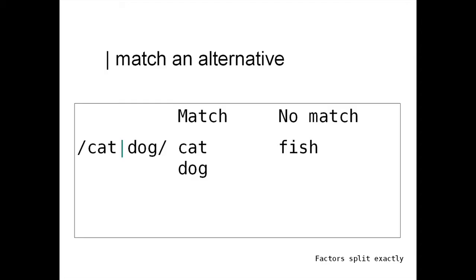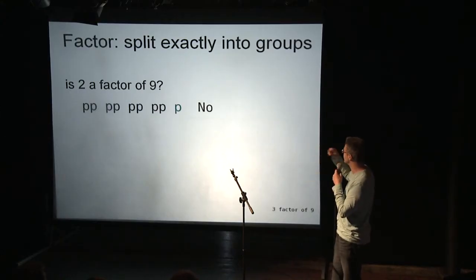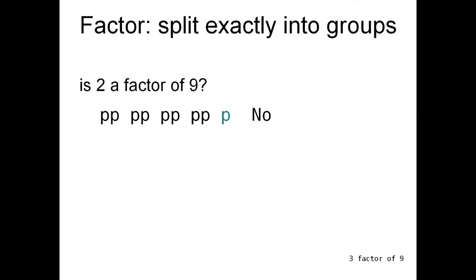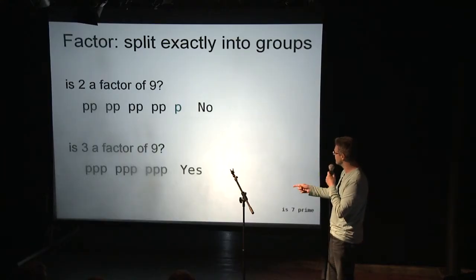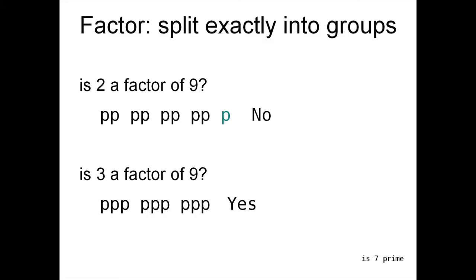Right, prime numbers. Prime numbers are all about factors. So we need to try and find factors in this string of P's. So is 2 a factor of 9? Well, we can tell by splitting our string of 9 P's up into groups of 2. And if it splits exactly, then it's a factor. Here, it isn't because we've got a spare P. So 2 is not a factor of 9, but 3 is a factor of 9 because it splits our string of 9 exactly into 3 groups of 3. So 3 is a factor of 9.